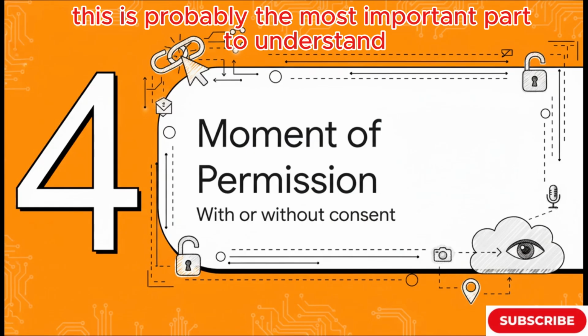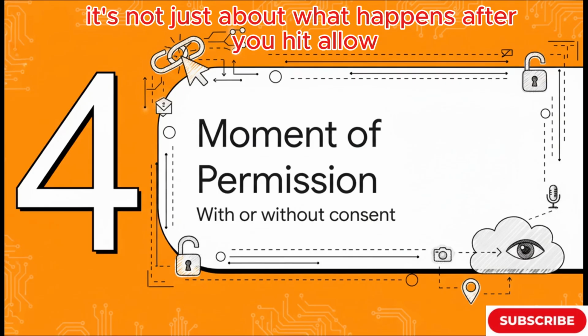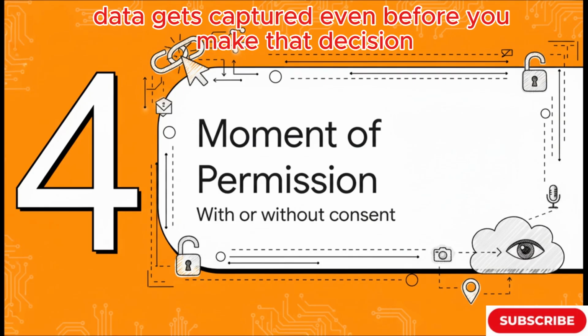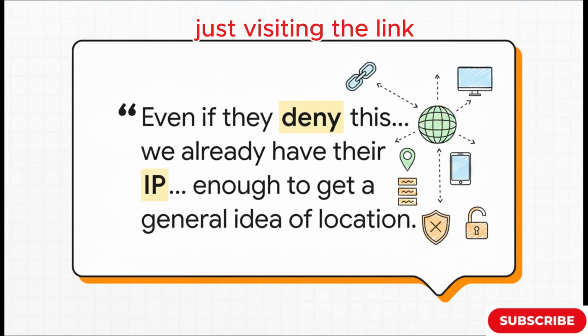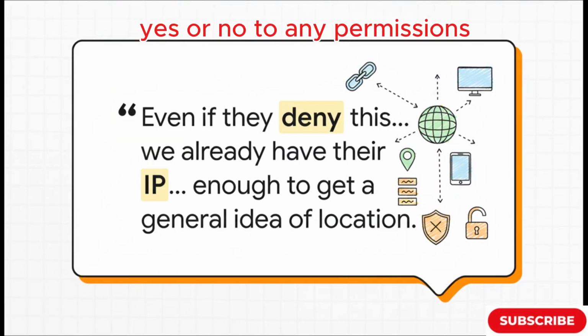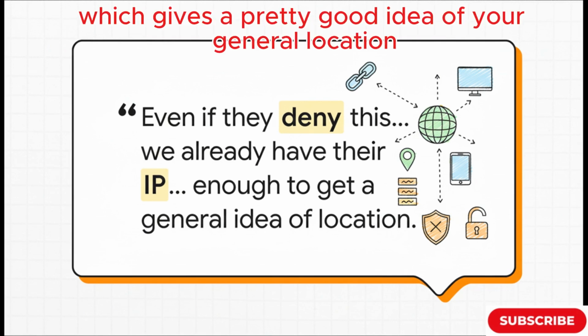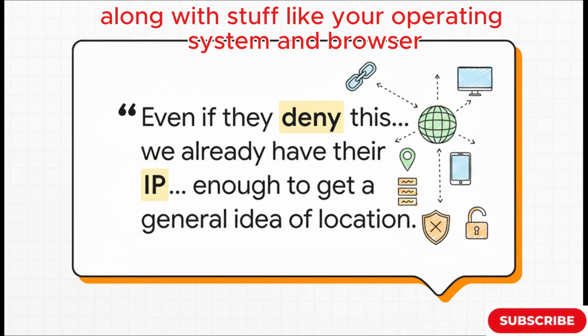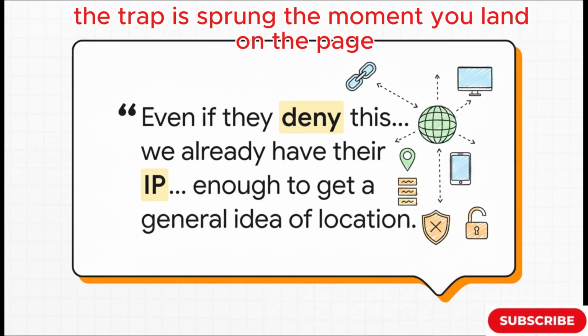So this is probably the most important part to understand. What happens the second you click that link? It's not just about what happens after you hit allow. Data gets captured even before you make that decision. And this is the key takeaway. Just visiting the link, before you even get a chance to say yes or no to any permissions, leaks valuable information. Your IP address, which gives a pretty good idea of your general location, along with stuff like your operating system and browser, gets sent to the attacker right away. The trap is sprung the moment you land on the page.